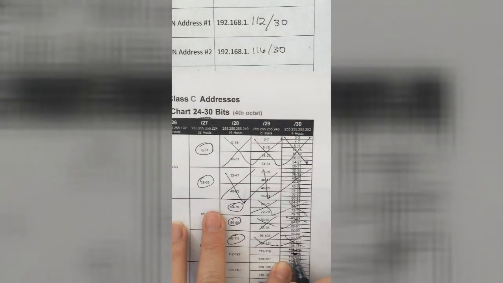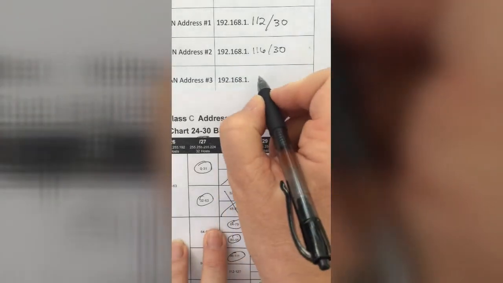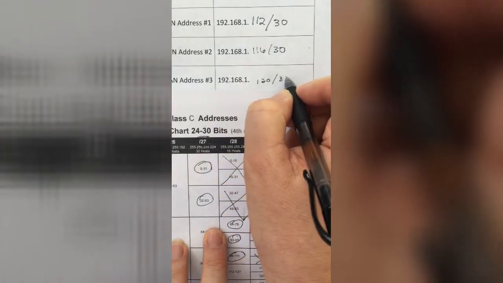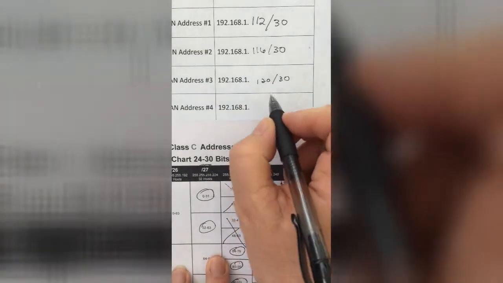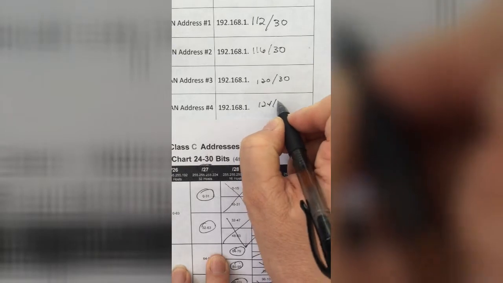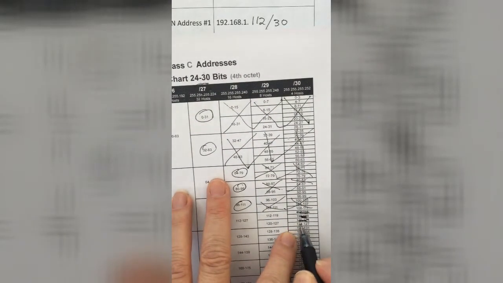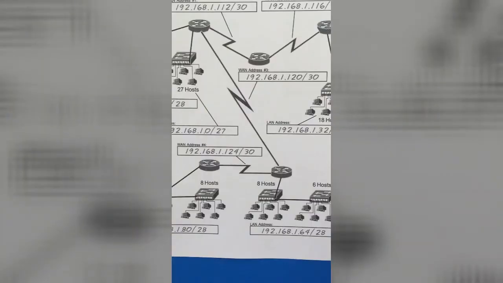Cross that one off the list. Then we have 120. We're going to cross that one off the list. And then we have 124. And we're going to cross that one off the list. All that's left is to transfer these back into our diagram, and we have completed the problem.